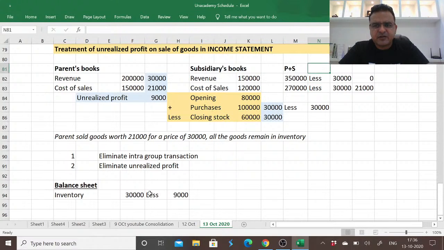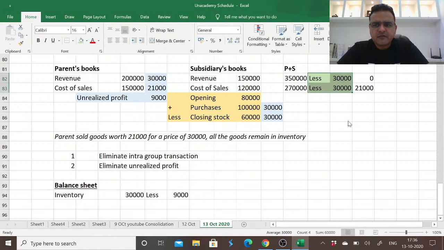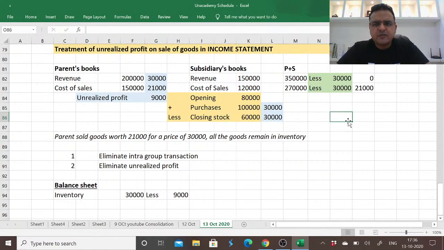First, let's eliminate the intra-group transaction, which is inflated. How are we eliminating the intra-group transaction? We remove revenue by 30. We decrease the cost of sales by 30 because this cost of sales has purchases which is inflated by 30. So we remove the intra-group transaction. This is how the intra-group transaction is eliminated.